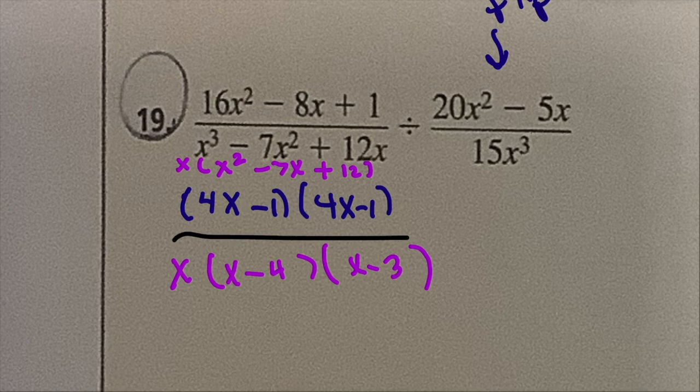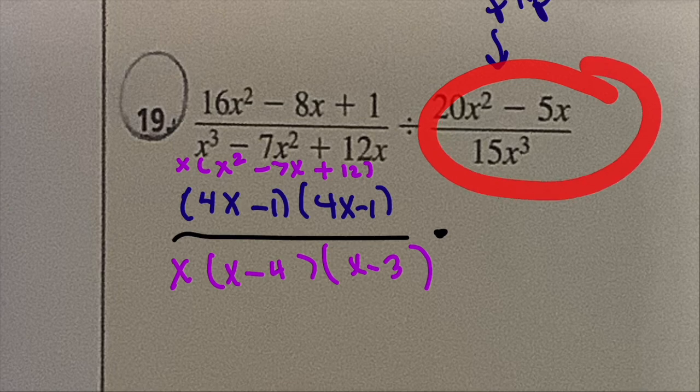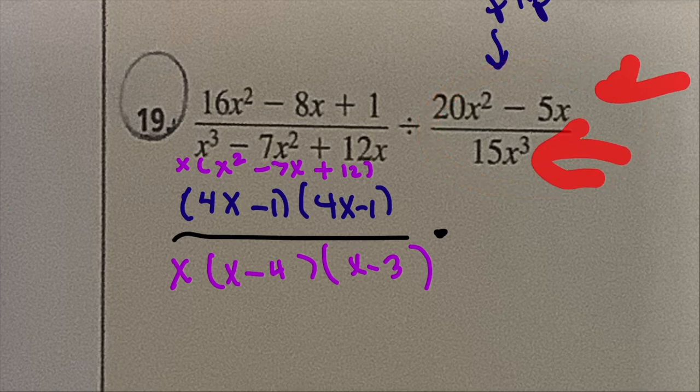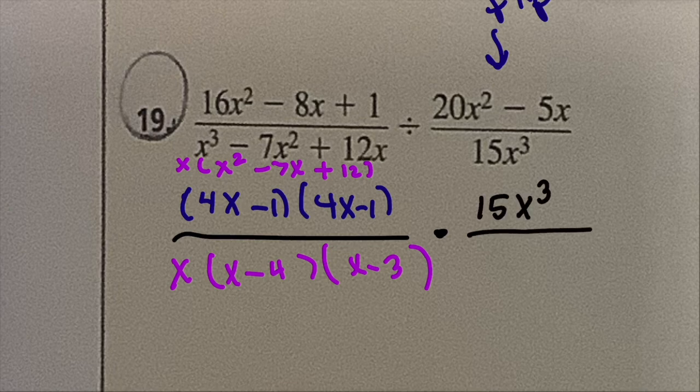Okay, now I'm going to write a multiplication dot, and I'm going to flip this, and I'm going to put this on top and this on the bottom. Now, 15x cubed is a monomial factor. You can't really rewrite it. Just write it again.